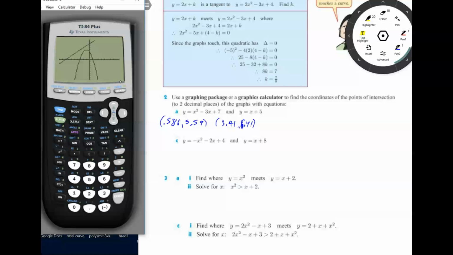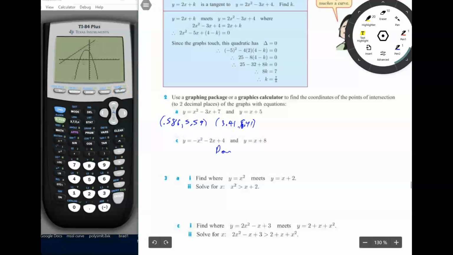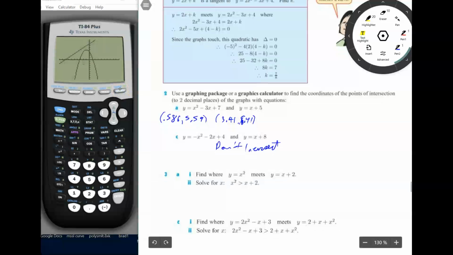Really? So they don't intersect? Interesting. So let's just make sure that I typed it in correctly. Negative x squared minus 2x plus 4. Yes. x plus 8. Yes. So, okay, they don't intersect. All right?